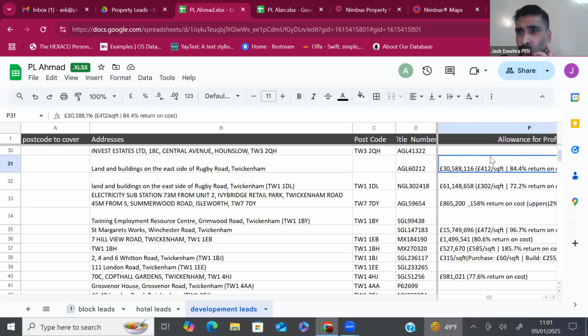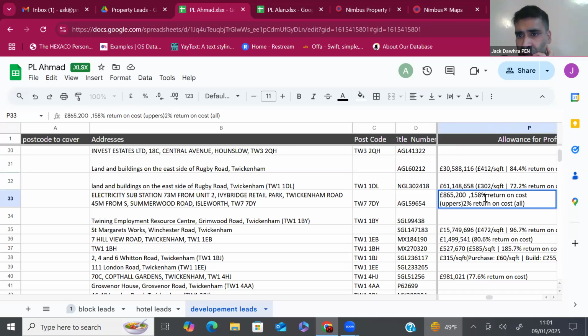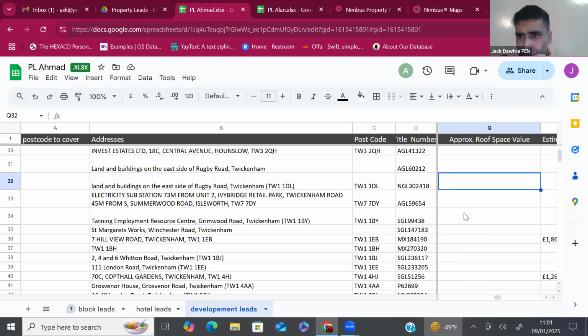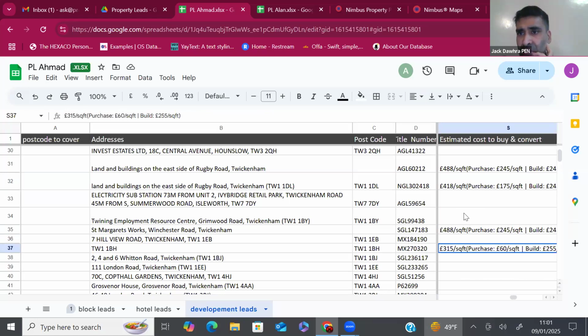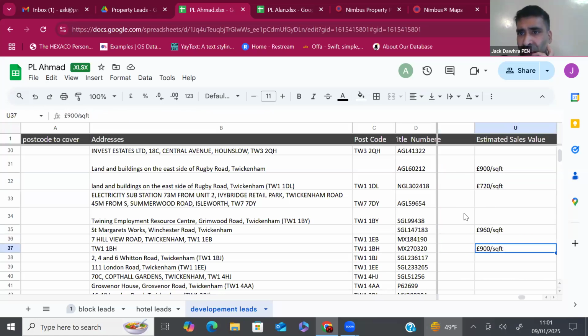And then it says 84.4 return on cost. Return on cost. Yeah, return on cost. 72% return on cost. 158% return on cost. Estimated cost to buy and extend. Estimated cost to buy and convert. Rateable value, estimated sales value. And then accompanying, the notes that you need to fill.